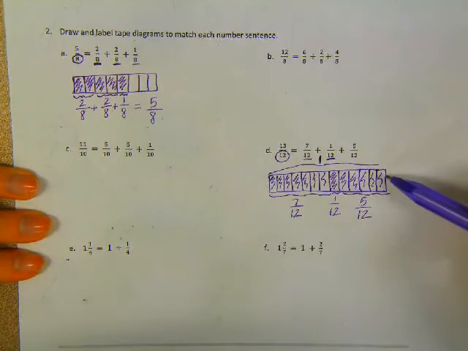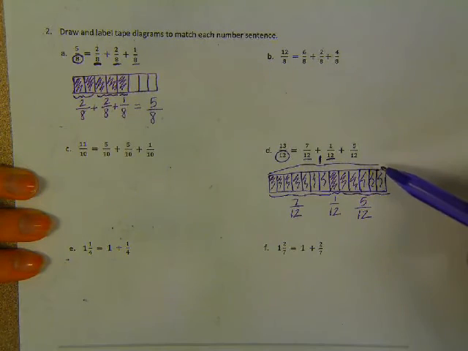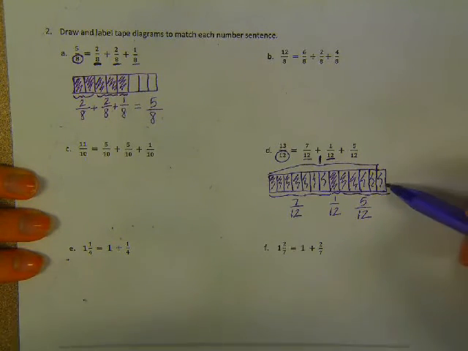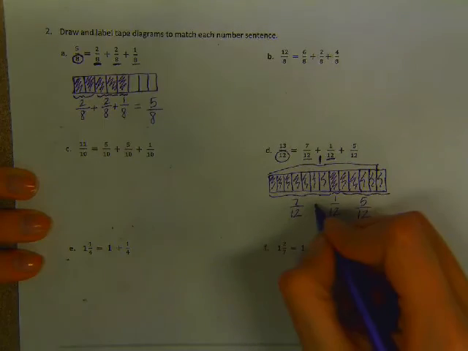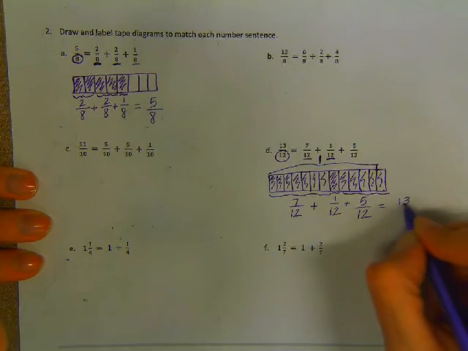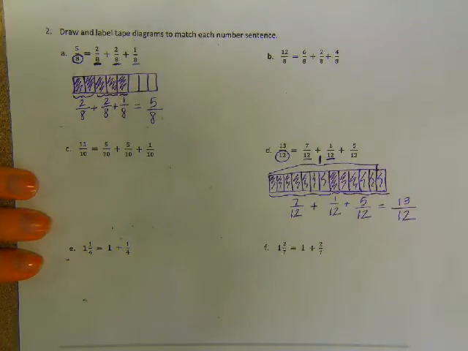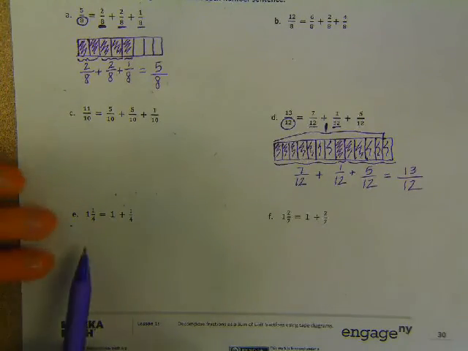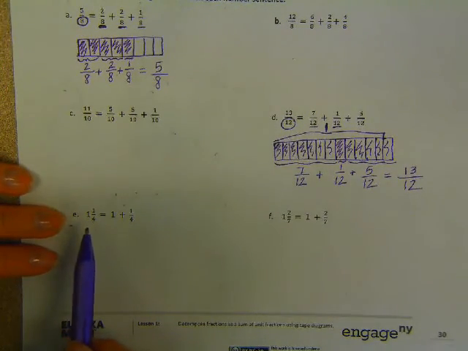Again, you'll notice I did shade in this last piece. However, it's not included under my total. Because if I did include it, that would make my unit 13ths. But my unit is only 12ths. So I stop the bracket at 12 pieces and I just draw that extra piece on. So 7/12 plus 1/12 plus 5/12 equals 13/12.